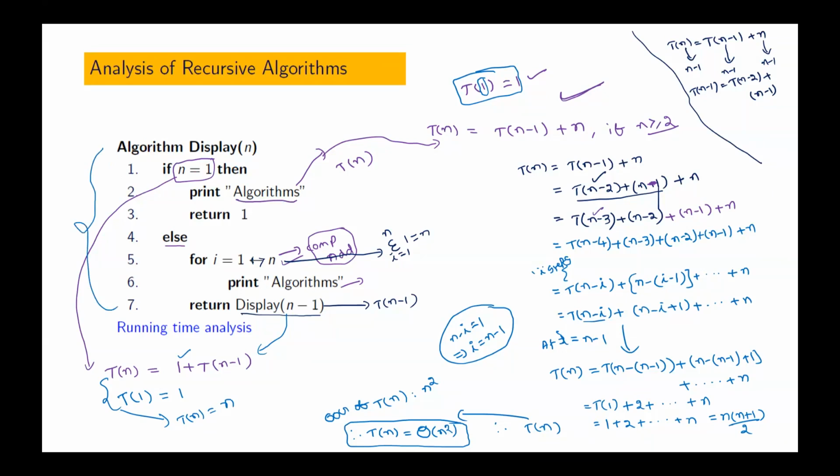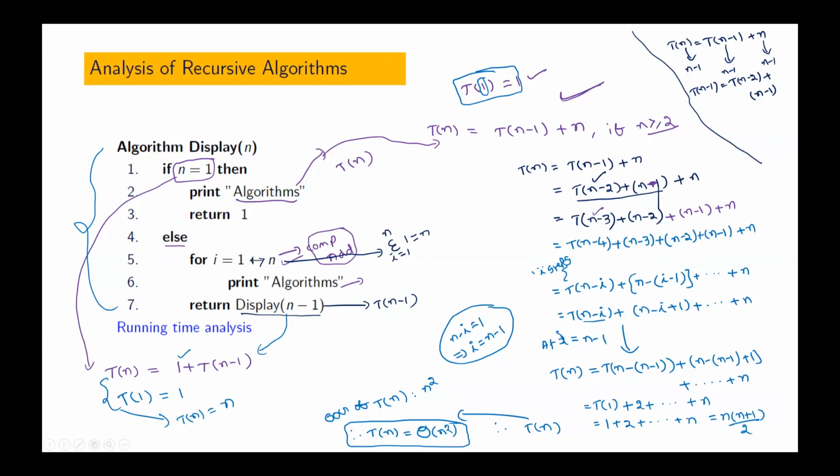Is the order of growth n or n square? N square. That means whichever operation is performed more number of times, so this is performed more number of times. Hence its order of growth is n square. It's n square, no? Can you say that its running time is n? No, that is not correct.